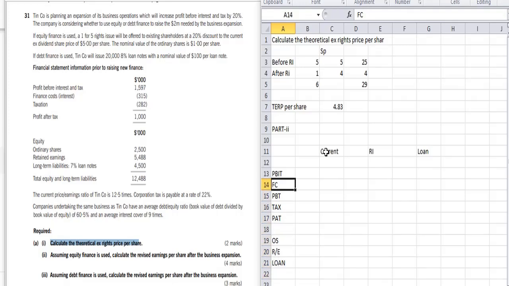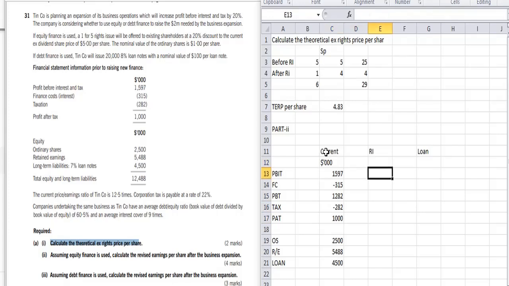Okay, so profit before interest and tax currently is 1,597, and we take 30 as common. Interest is 315. And tax is 282. Profit after tax is 1,000. Similarly, ordinary share currently is 2,500. Nominal value is 1, so the number of shares is also 2,500. Taking 30 as common, retained earnings is 5,488 and 4,500.